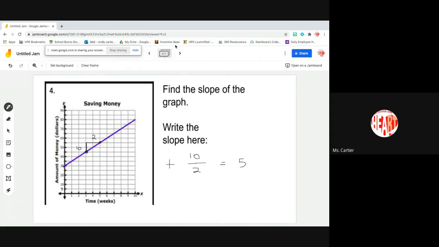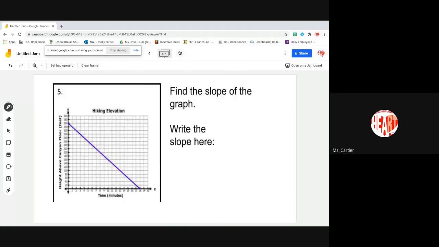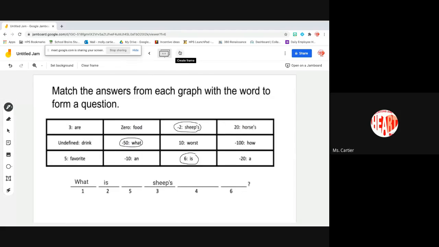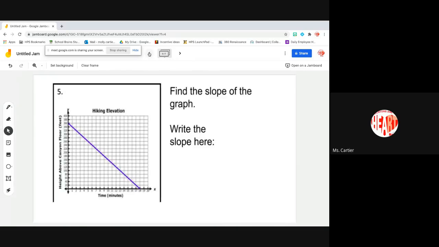Problem number 4. The answer is 5. Favorite. What is blank sheep's favorite blank? 2 more to go. All right, this one's really tiny. So I'm going to zoom in here and just right here.